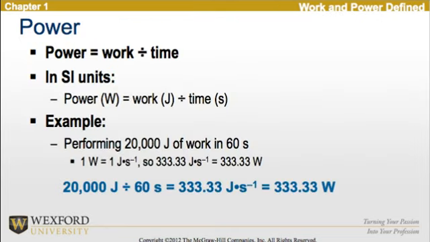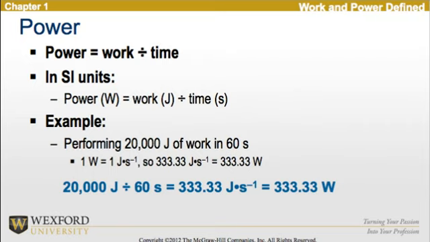Next we will look at power, and power is going to be equal to work divided by time. So in our SI units we have power, which is in watts, is equal to our work, like we just defined, in joules, divided by time in seconds. So when looking at a measurement, we could look at performing 20,000 joules of work in 60 seconds.